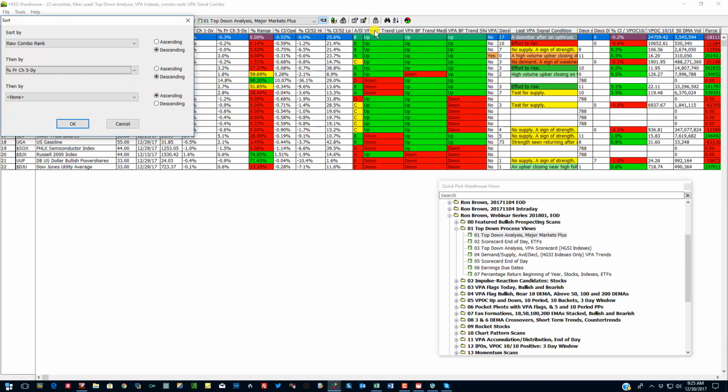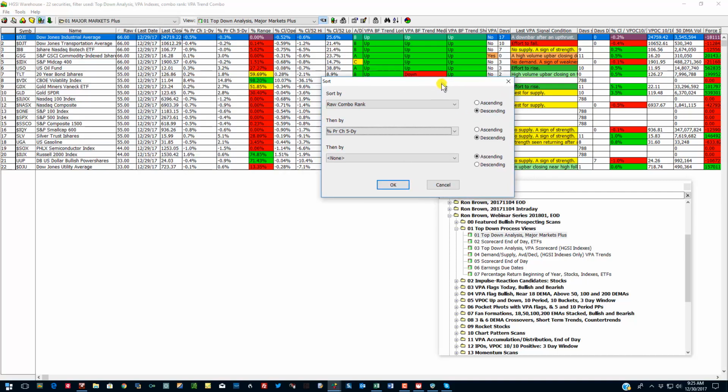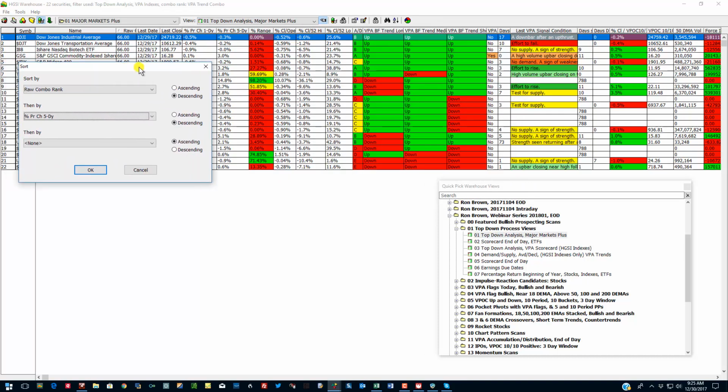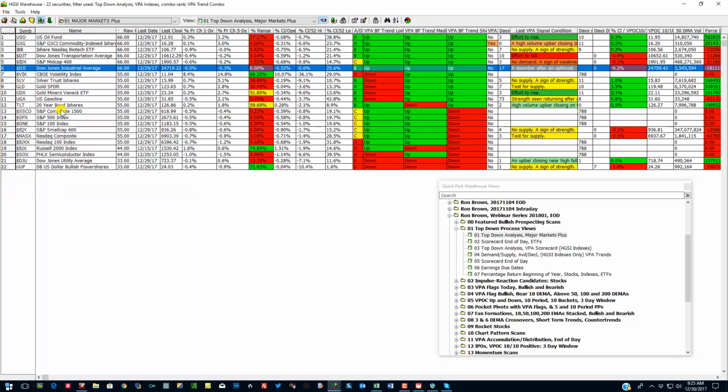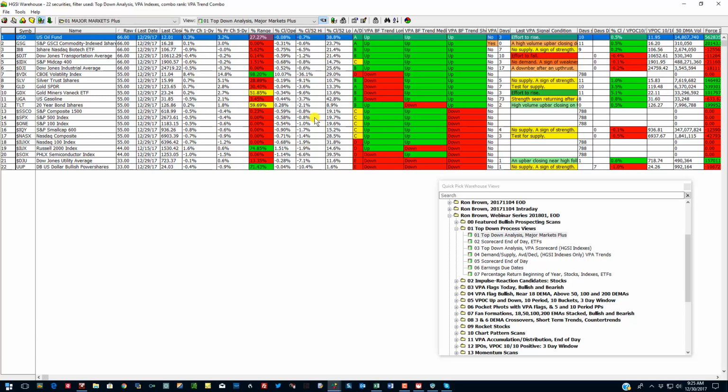Now as I click on OK, look over here at the name and you'll see that there will be some changes. So if I click on that, you can see that the Dow Jones Industrial Average moved down to number 6 and the oil fund moved up to number 1. So this gives me the information about the strong trends and where the recent movement has been.